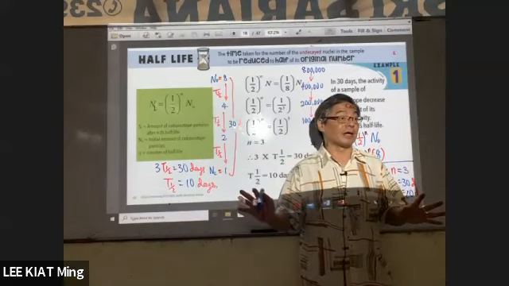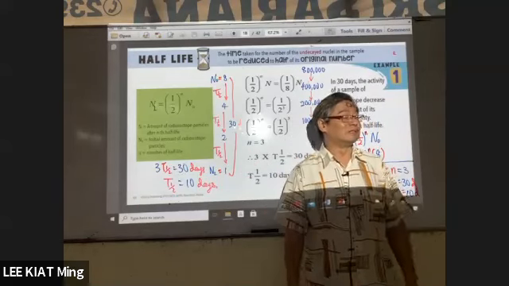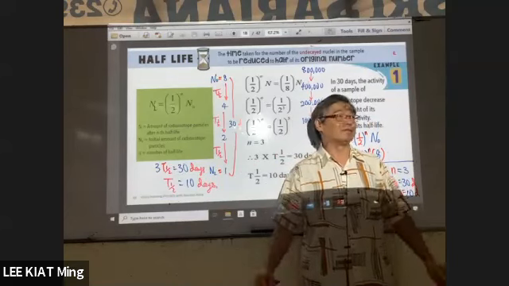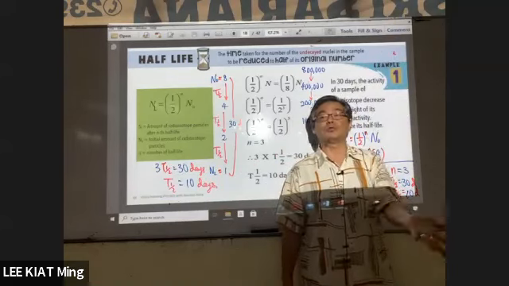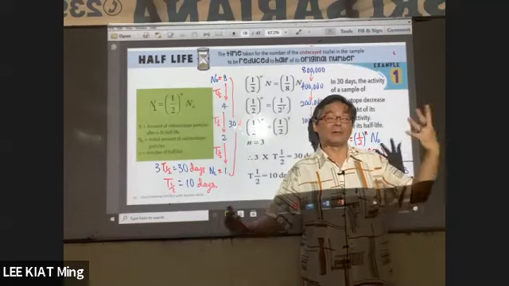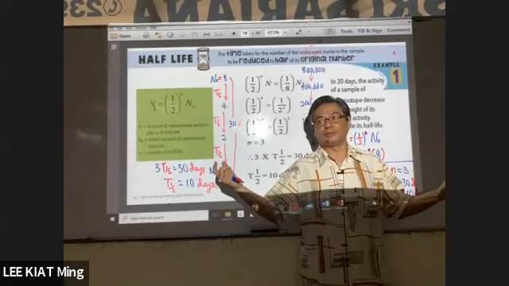Kementerian Pendidikan is very friendly. Understand? They give you beautiful numbers, all the nice numbers. From 100 you go down to only 10, simple. Or from 100 go to 5. Or maybe 100 is too big.